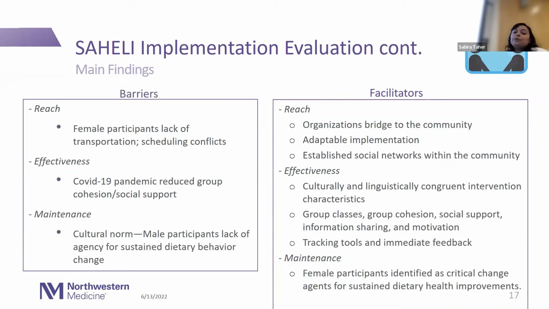And we also learned that the culturally and linguistically congruent intervention characteristics really enhanced effectiveness, really aligned with the target population, and that group classes, group cohesion and social support, as well as information sharing and motivation, also enhanced effectiveness. Tracking tools that were incorporated into the program, such as pedometers and clinical assessments, provided immediate feedback, which allowed participants to effectively manage their health.